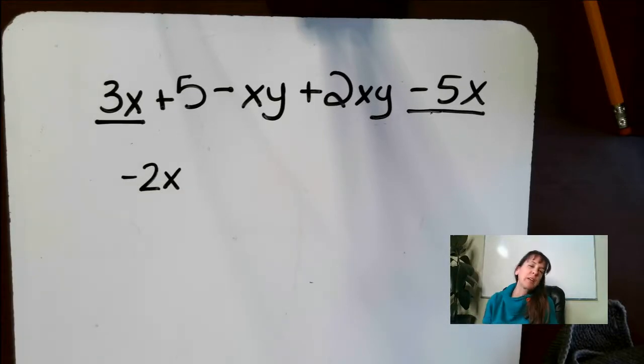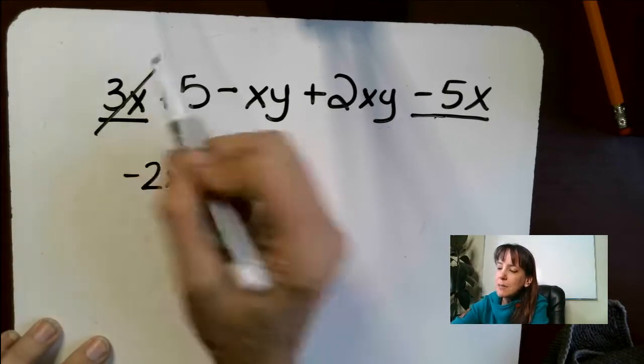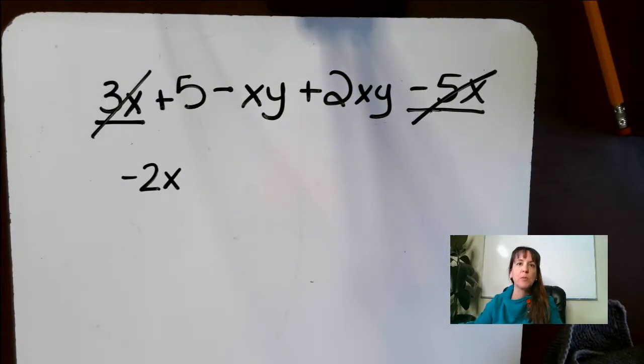Here's the satisfying part. If you have more than 4 terms, cross them out when you're done so you get them out of the way and you don't accidentally try and add them to other ones, okay?